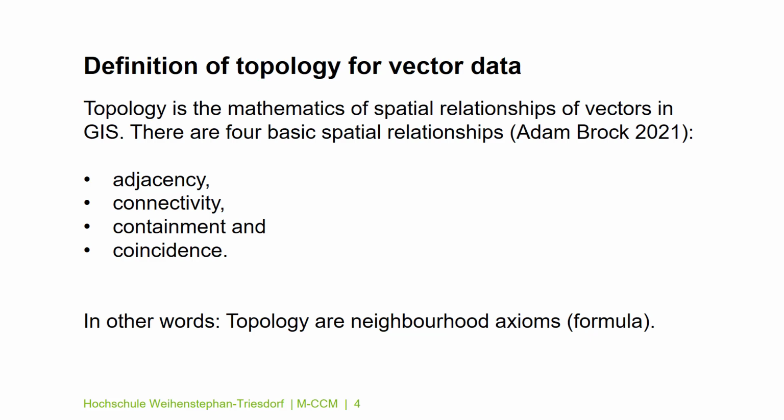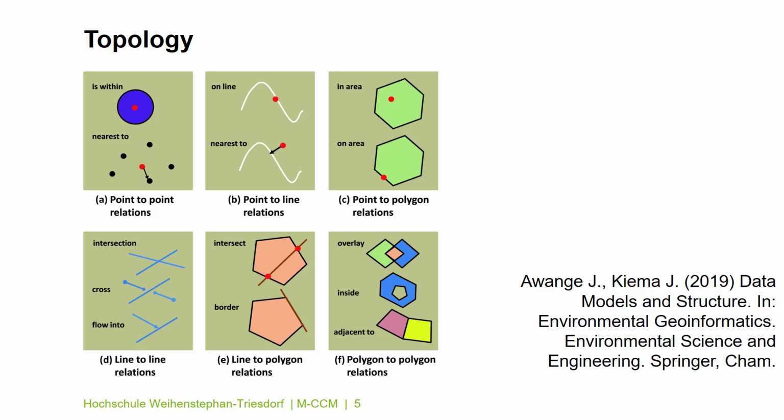If we work with vector data, then topology is an important concept. Topology is about four basic spatial relationships: adjacency, connectivity, containment, and coincidence. In other words, it's about neighborhood axioms or neighborhood formulas, how to describe the neighborhood of a vector data object. This will become a bit clearer if we look at some examples.